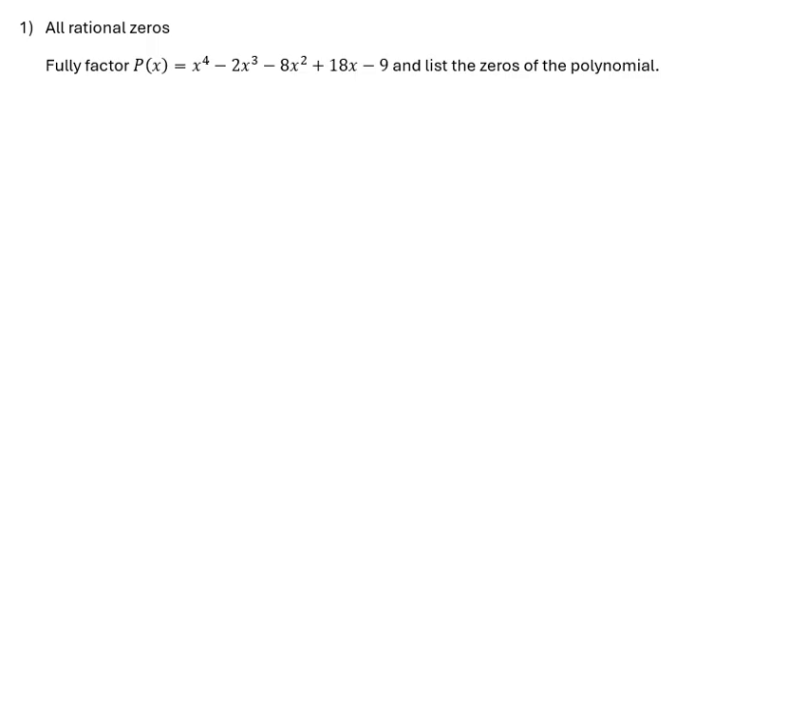So we are looking to find all rational zeros, that is, to fully factor p of x equal to x to the fourth minus 2x cubed minus 8x squared plus 18x minus 9, sorry. And we're going to use the same sort of checklist that I did in class the last couple of days.